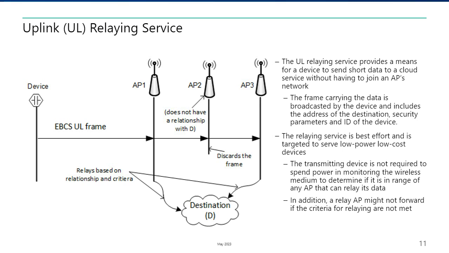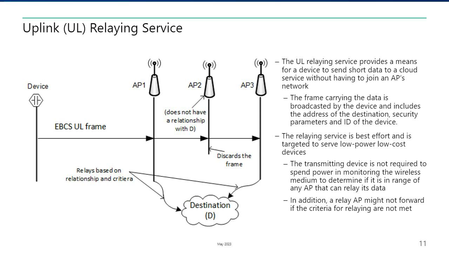The frame carrying the data is broadcasted by the device and includes the address of the destination, potential security parameters, and the ID of the device. Also, it is important to notice that the relaying service is best effort and is targeted to serve low power, low cost devices. The transmitting device is not required to spend power in monitoring the wireless medium to determine if there is an access point in range or not. It may simply broadcast its information.